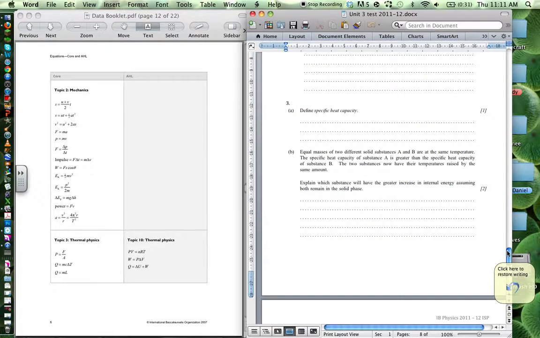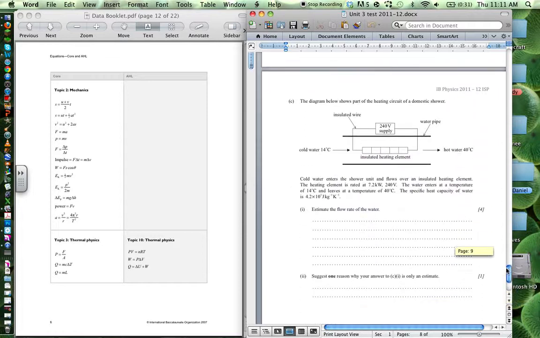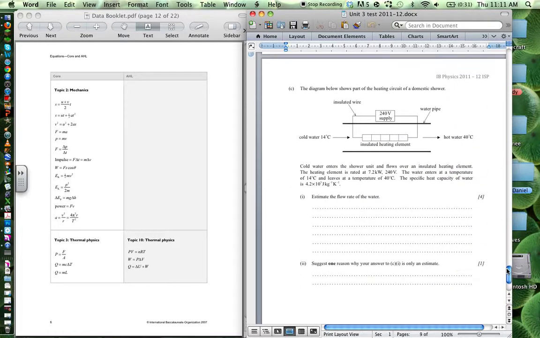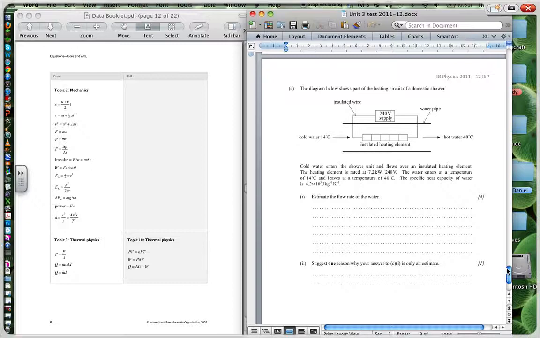Going on to this question here. It says, the diagram below shows part of the heating circuit of a domestic shower. So you have insulated wire, a 240 volt supply, a water pipe, and the cold water is coming in at 14 degrees Celsius, coming out at 40 degrees Celsius, and you've got your heating unit. Cold water enters the shower unit and flows over the insulated heating element. The heating element is rated as 7.2 kilowatts at 240 volts.